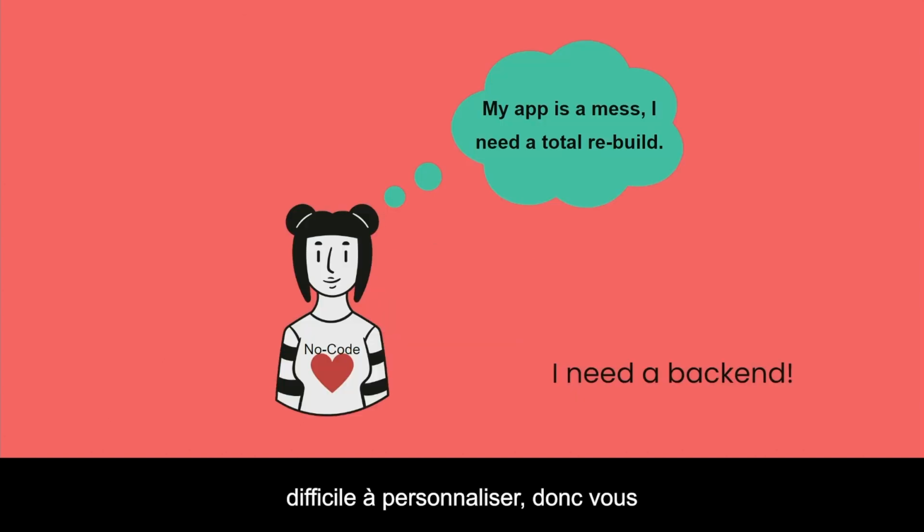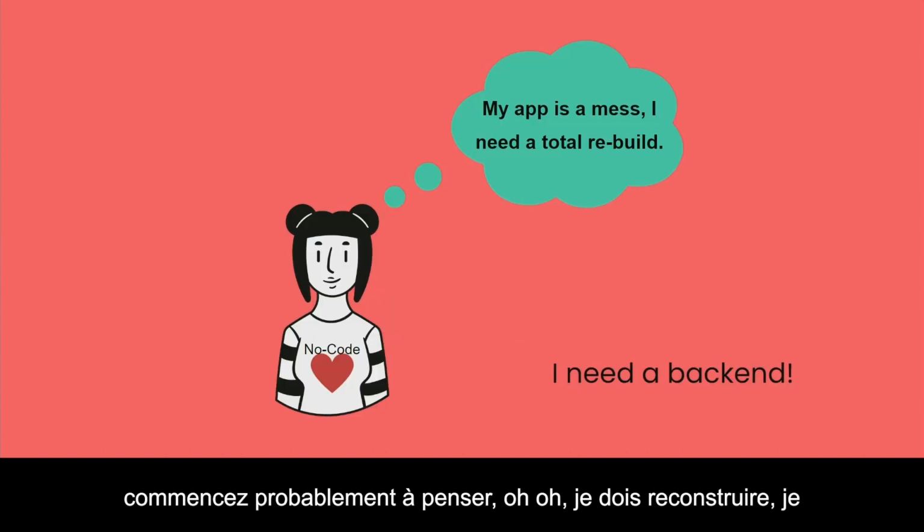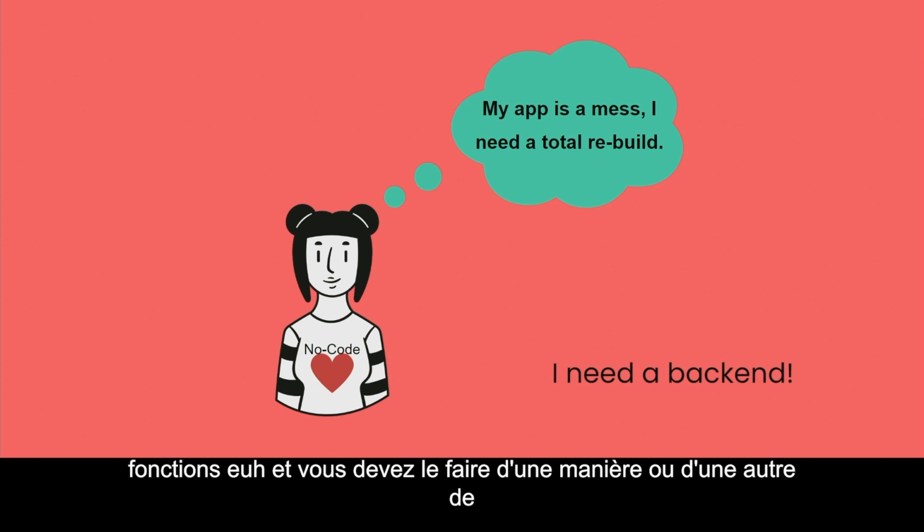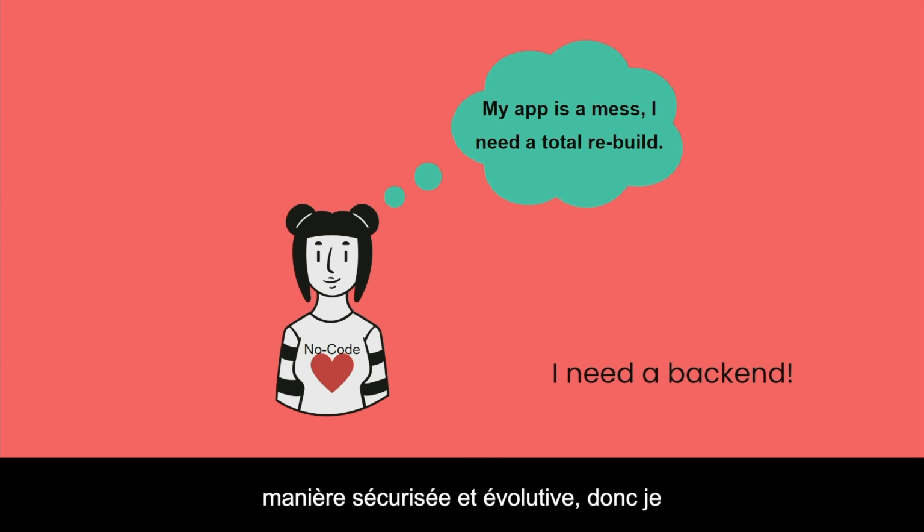So you probably start thinking, uh-oh, I need to rebuild, I need to do something here. And to get that granularity and control, I need to build my own APIs, I need to build my own functions. And you need to somehow do that in a secure and scalable way. So I don't know whether any of you have reached that point where you've patched together these automations and then you've realized that you need to move to the next level.